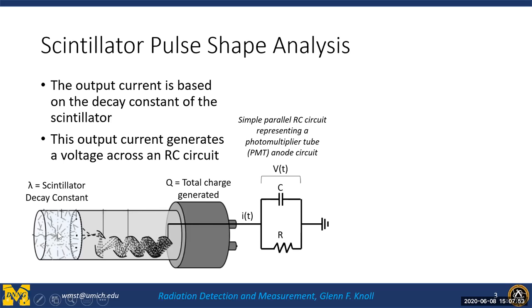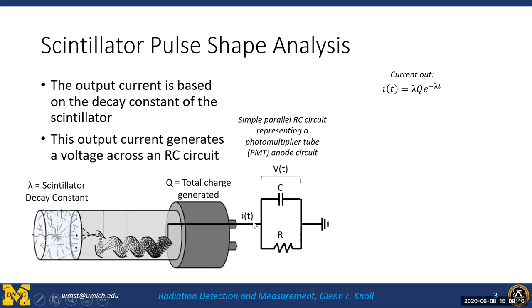The scintillator decay gives off photons. Those photons are collected, interact with the photocathode, and then are amplified to give us some output current, and we define some total charge generated for this. But we can see that our output current goes like that. Output current is defined here.